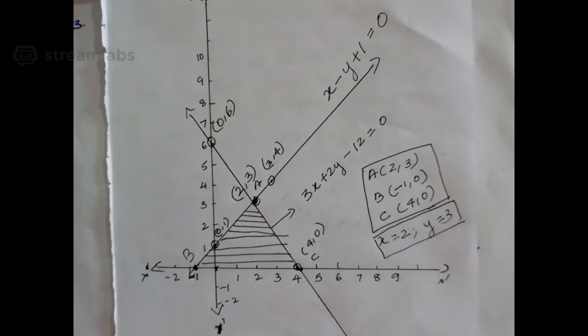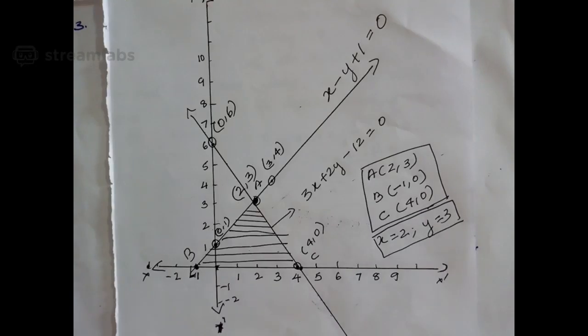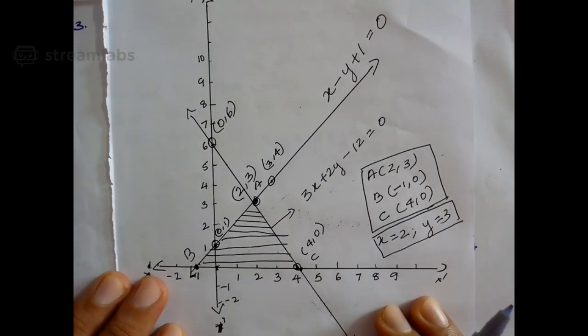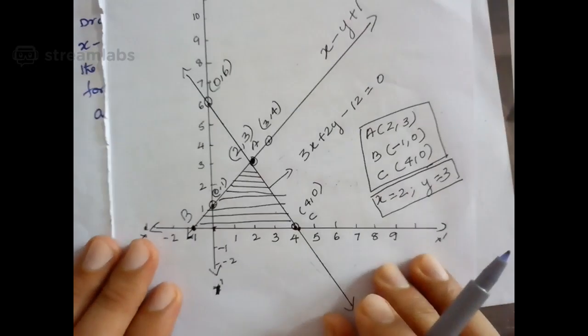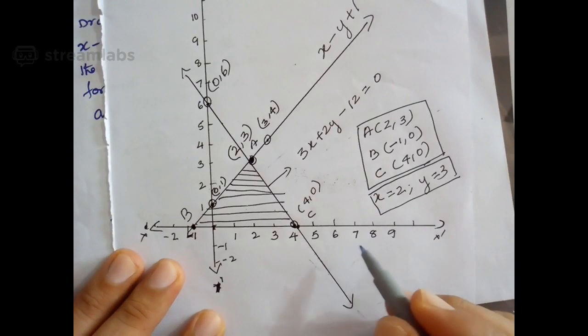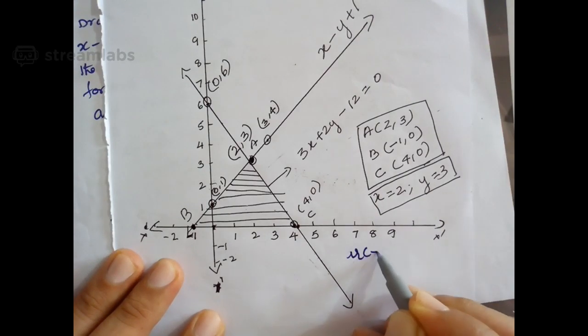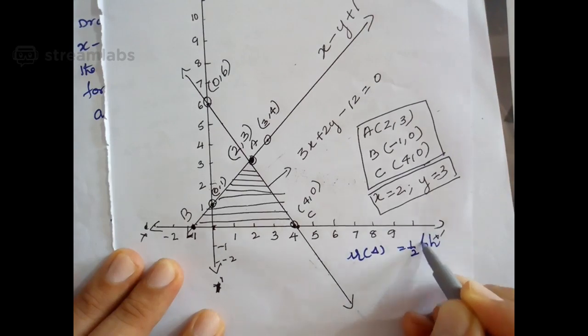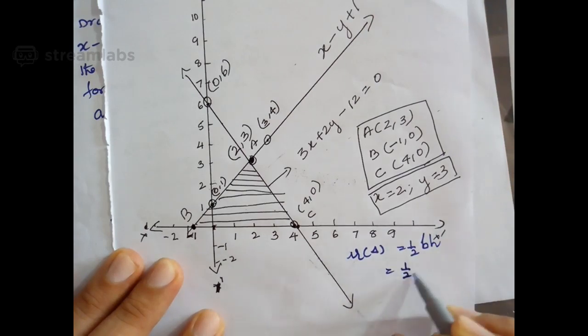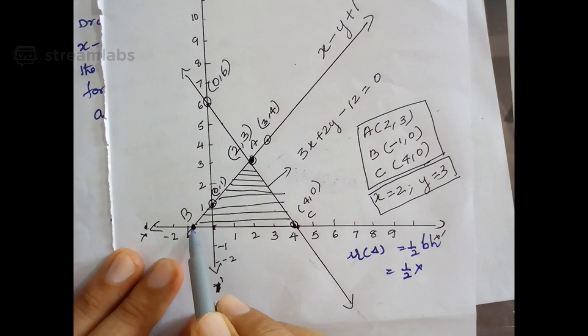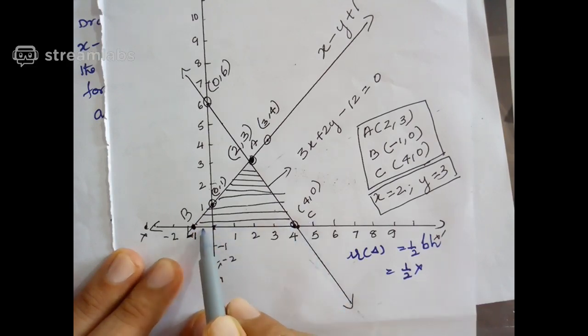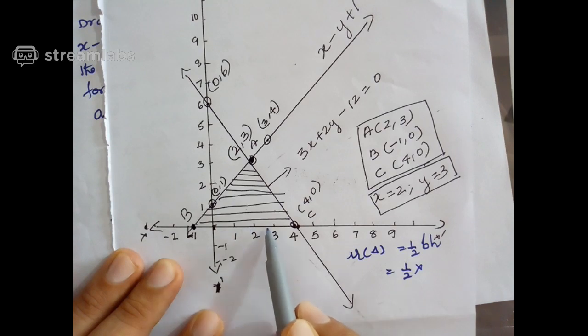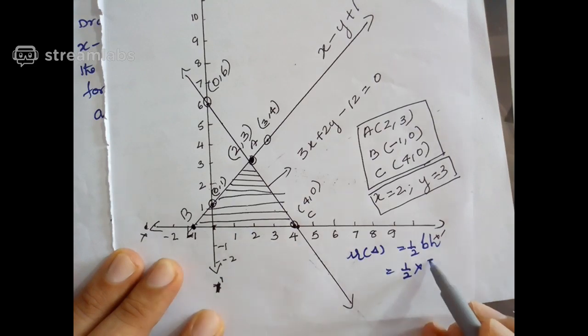See next one. I'll tell you how to find the area. Let us find the area of the triangle in this question also. What is the area of a triangle? Area of a triangle is equal to half base into height. You know that. What is the base here? Base is BC. How many units from B to C? 1, 2, 3, 4, 5. Base is 5 units.